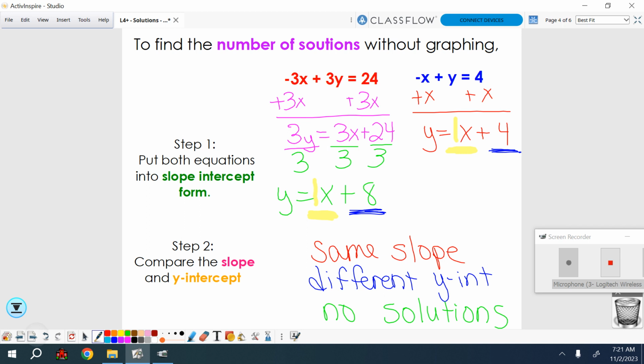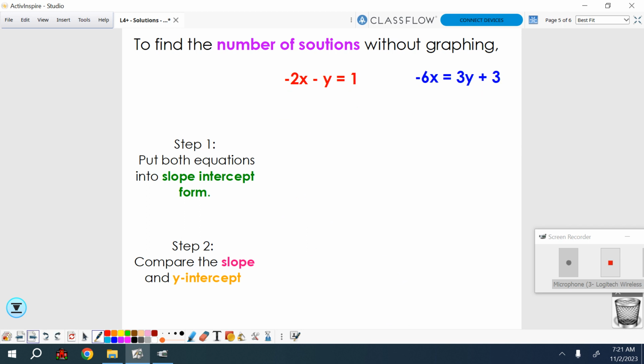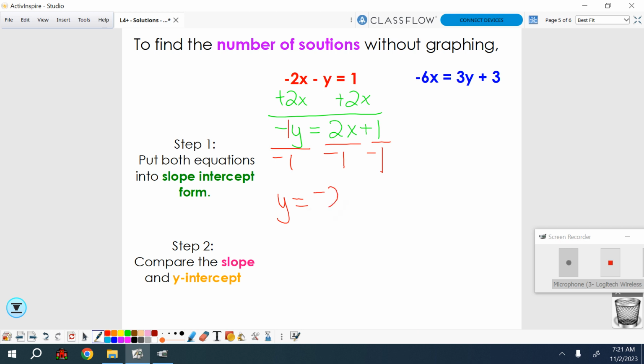All right, and last but not least, again, let's put these in slope-intercept form. I feel like you should be an expert at that by now. So we've got negative y, so this one's going to be a little bit tricky. 2x plus 1. Remember, negative y means really we have negative 1y, so we have to divide everything by negative 1. And that's going to leave me with y equals negative 2x minus 1.